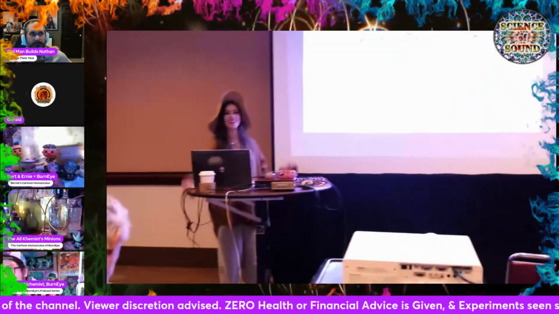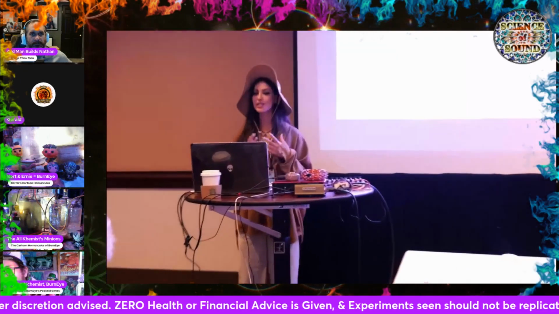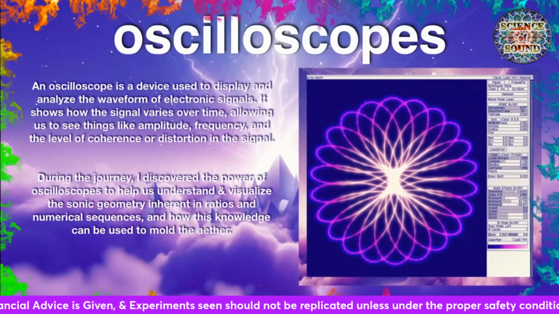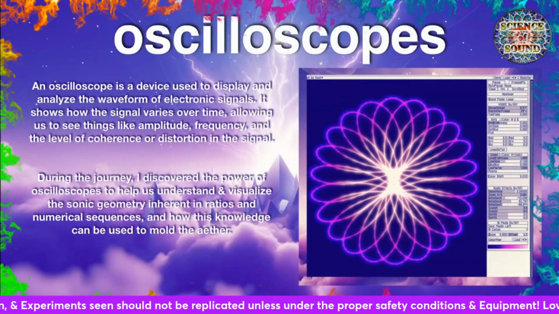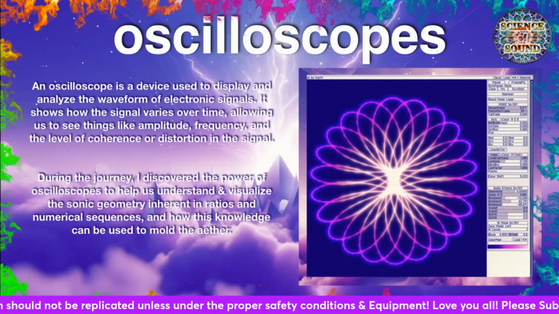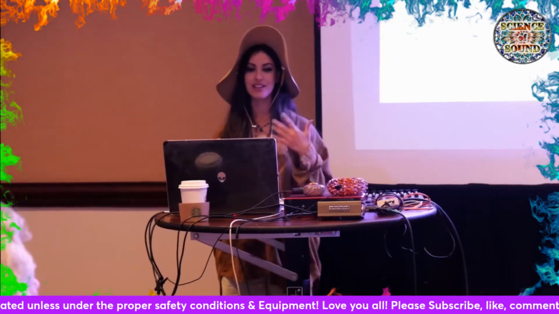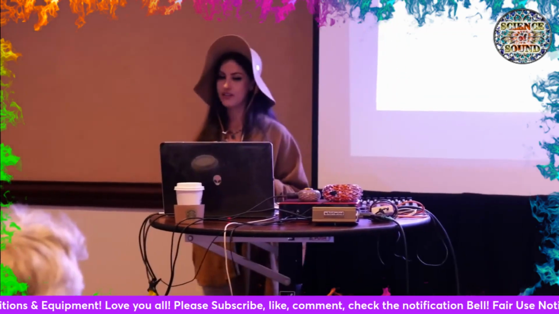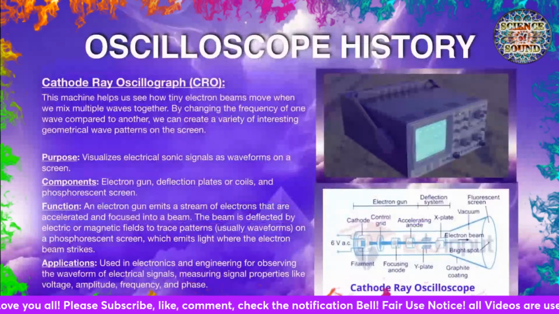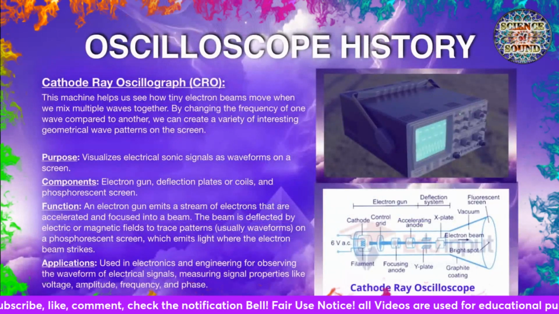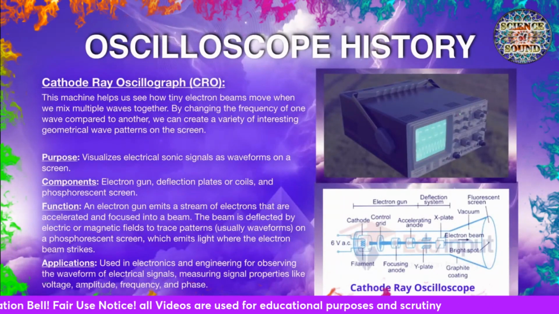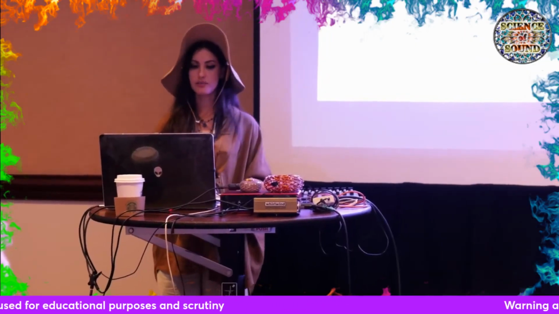An oscilloscope is a device used to display and analyze the waveform of electronic signals. It shows us how the signal varies over time, allowing us to see things like the amplitude, the frequency, and the level of coherence. It can really help us understand and visualize the sonic geometry inherent in different ratios and numerical sequences. And this knowledge can be used to mold the ether, molecules, water, and different plasma fields.